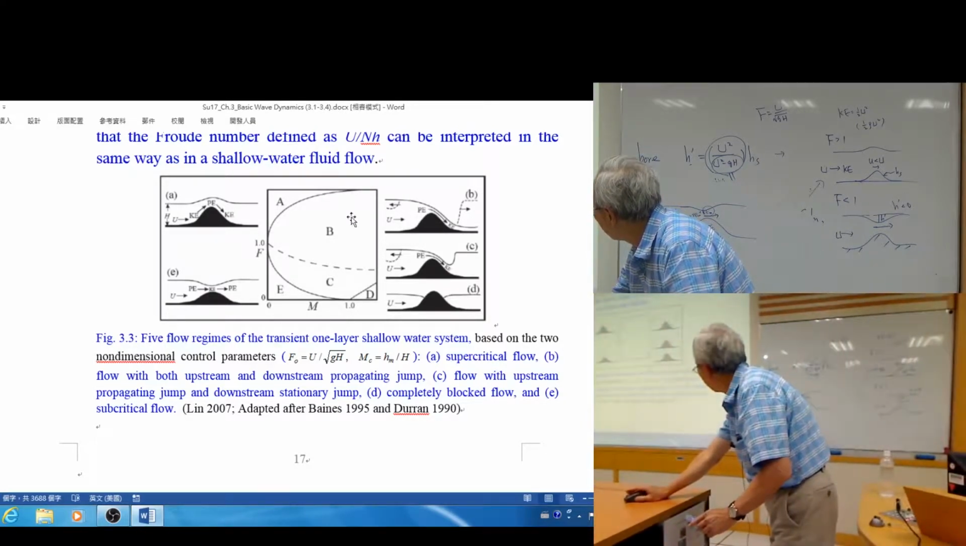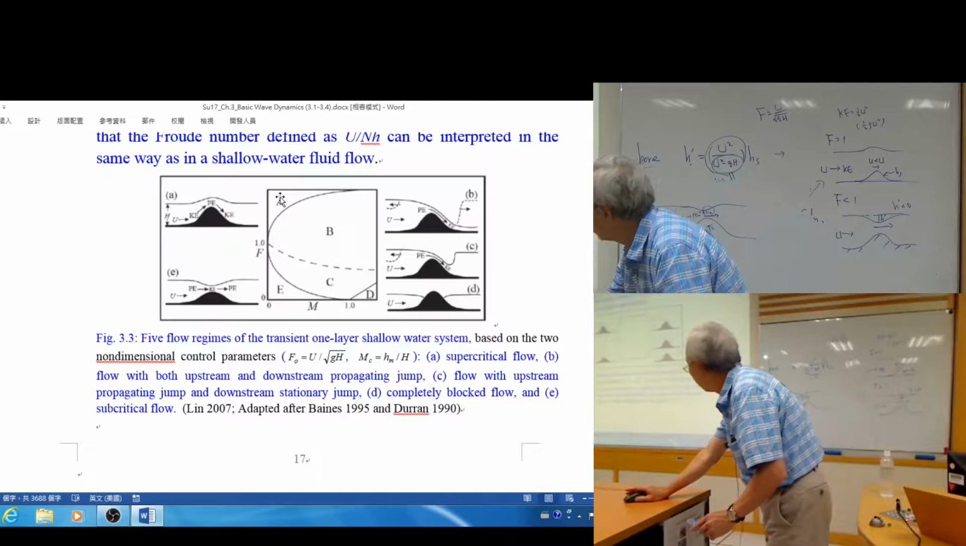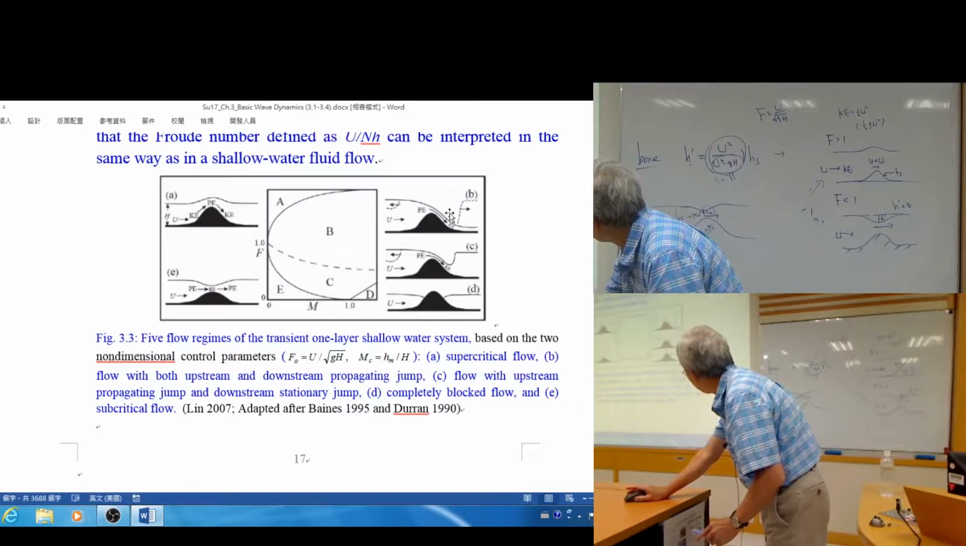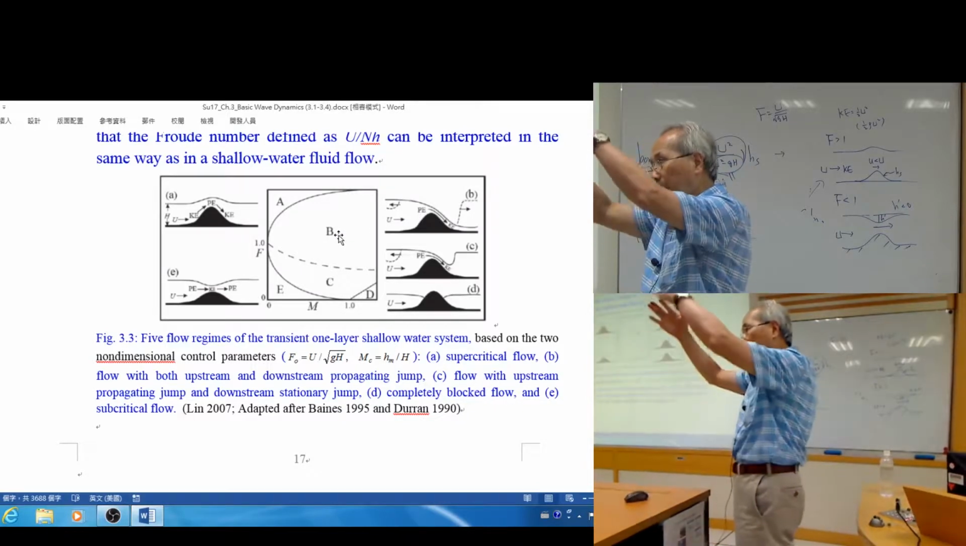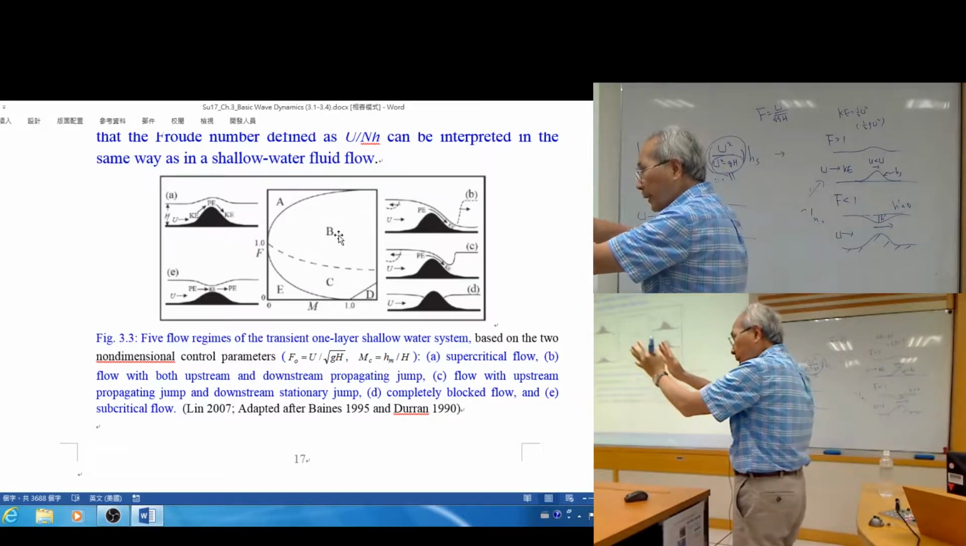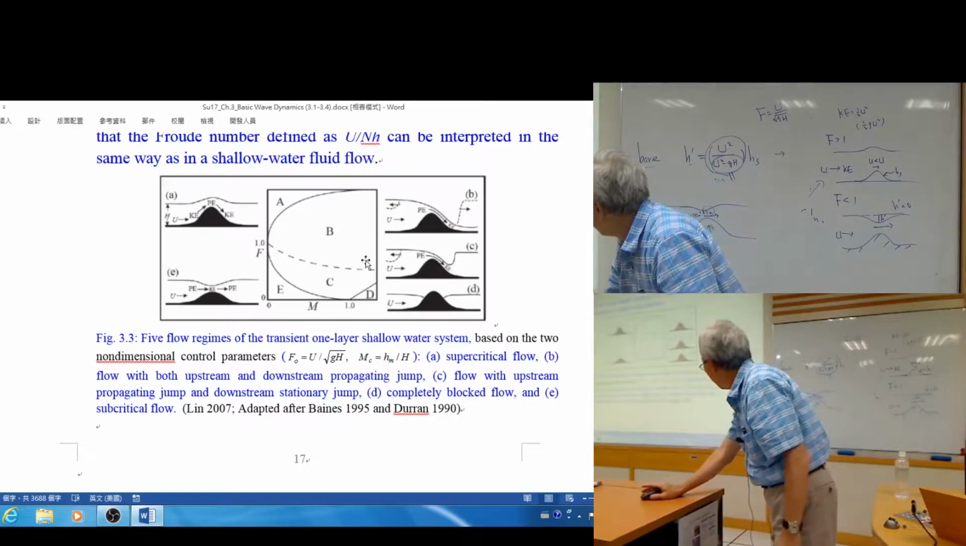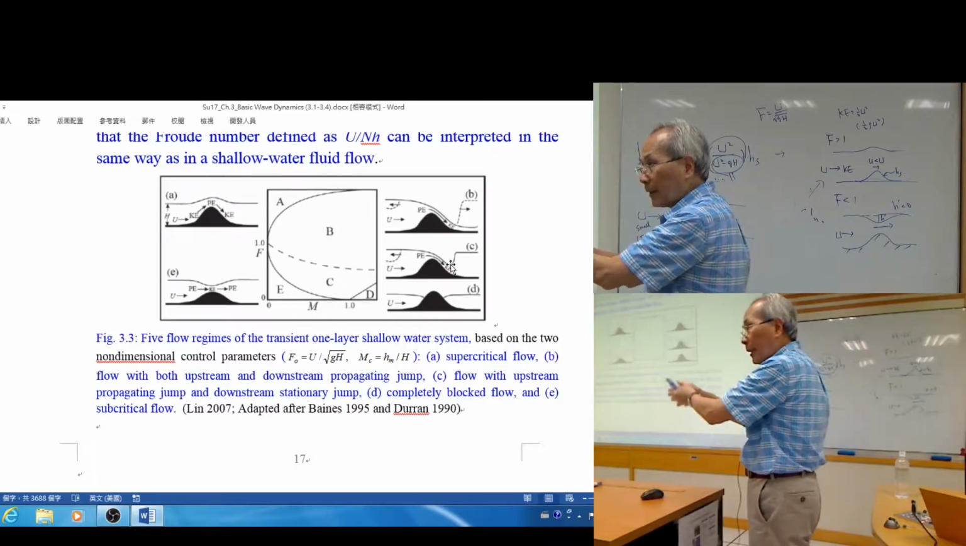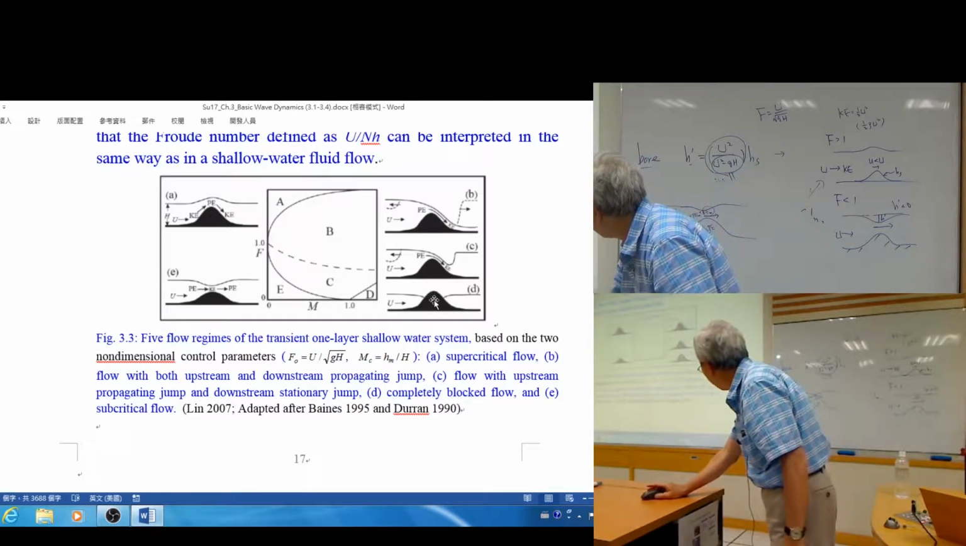In regime B and A, the flow number is greater than 1, and in E it is less than 1. So these are supercritical and subcritical flow. In regime P, we have a hydraulic jump, but that jump is propagating downstream. In C, we have a hydraulic jump, but it becomes stationary. And D is completely plug flow.